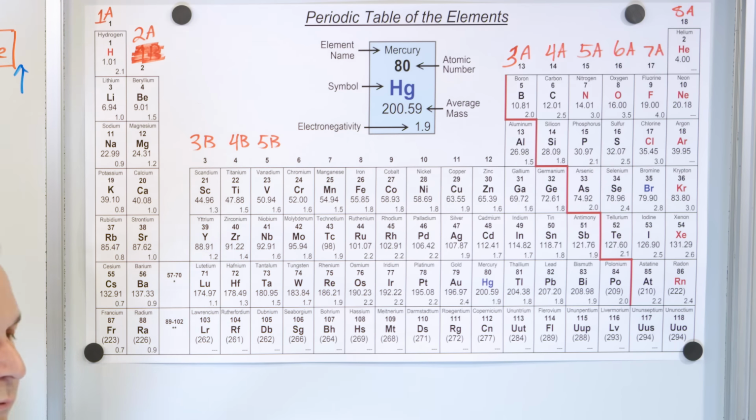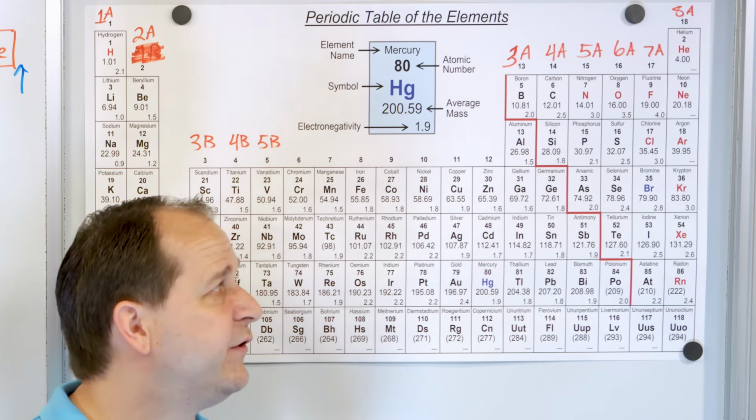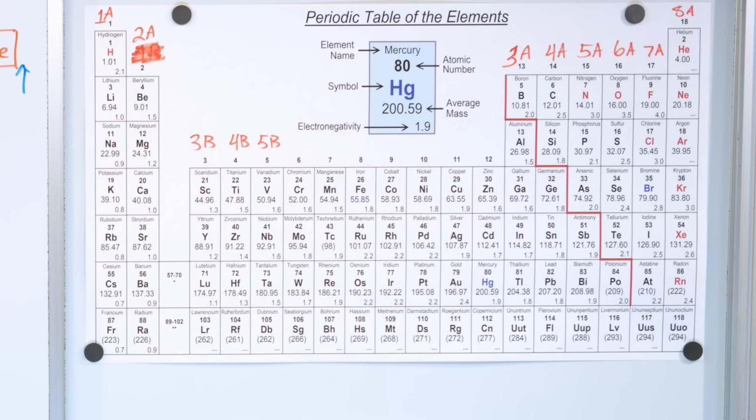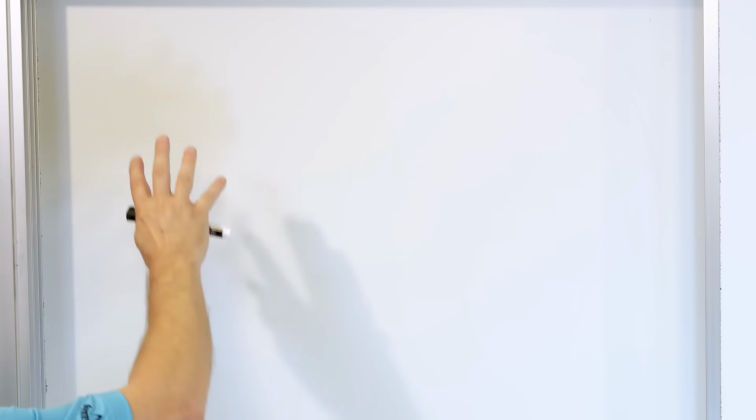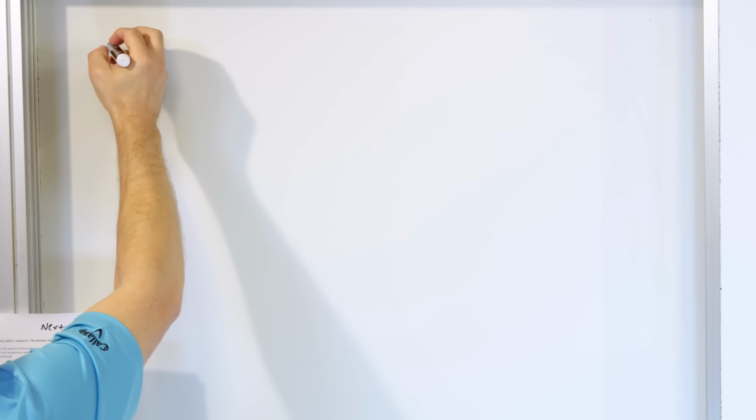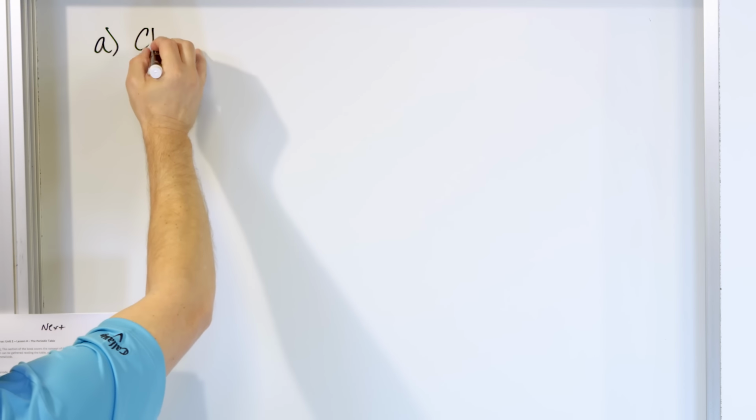All right, so now that we have that done, what we want to do is solve a quick little problem, which is going to be very simple. I'm going to write an element on the board, and then we want to classify it as a metal, a non-metal, or a metalloid. All right, so the first one, chromium. So let's take a look at chromium.